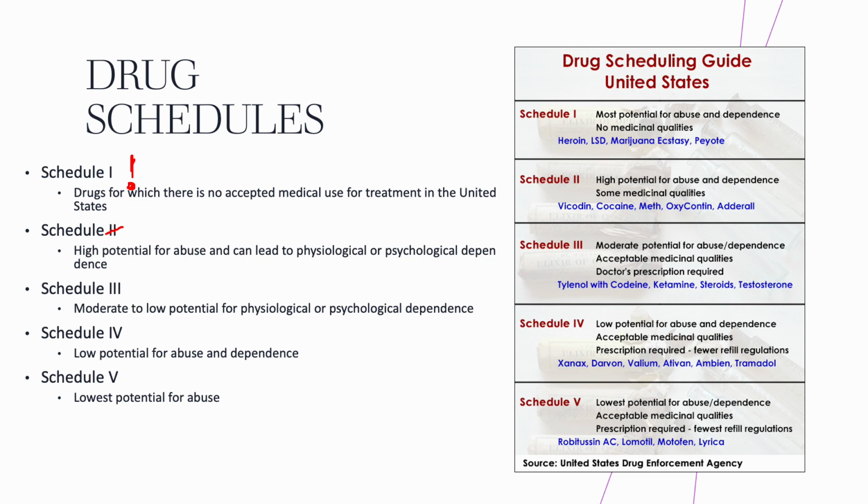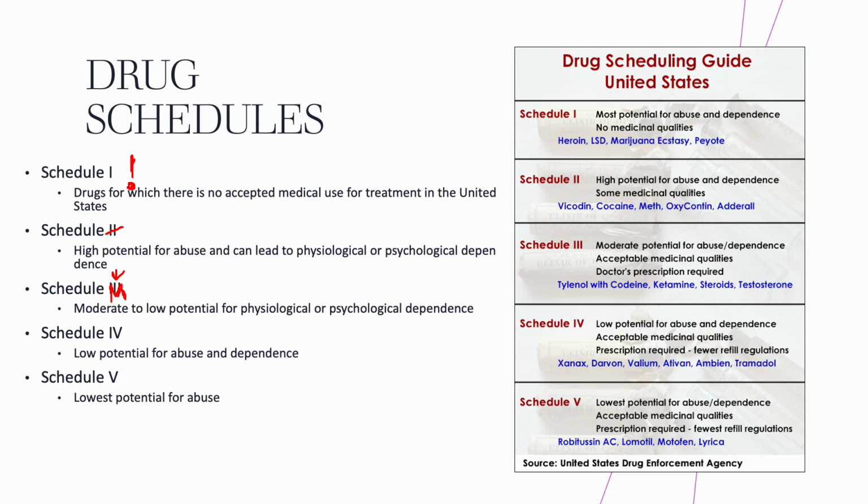Schedule 3, moderate to low potential for psychological or sociological or physiological dependence. It's the number 3, and guess what? You put a line there, and you put a line there, and it's an M for moderate. Or there's 3, which means there's 1 in the middle. It's right there. So I don't care how you look at that, but either way.